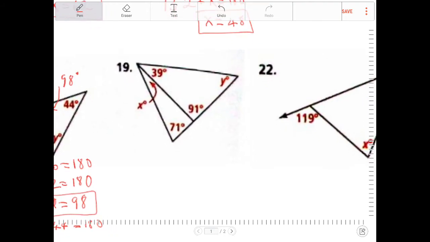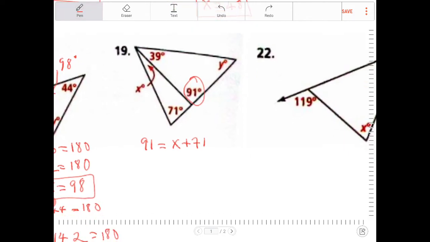Okay, so this angle over here is 91. That means I can apply the exterior angle theorem to say 91 is equal to x plus 71, because 91 is exterior to this triangle here. So now I can solve for x. X will equal 91 minus 71, that will equal 20.